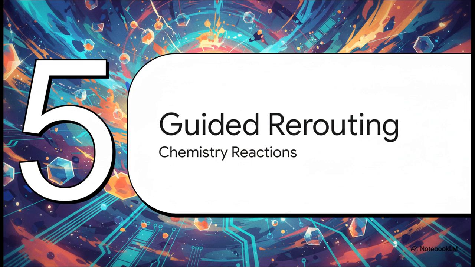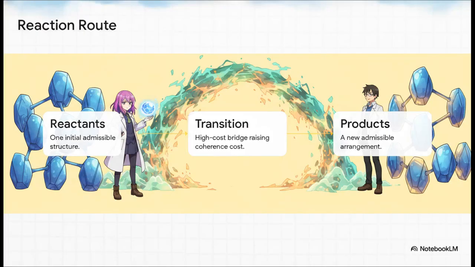Now let's set this entire network into motion and look at chemical reactions. See, a chemical reaction is not just a bunch of atoms randomly swapping partners. It is literally the shells searching for a lower-cost curvature routing. It's trying to find a better route through phase space. The reactants are one admissible arrangement, and the products are another.